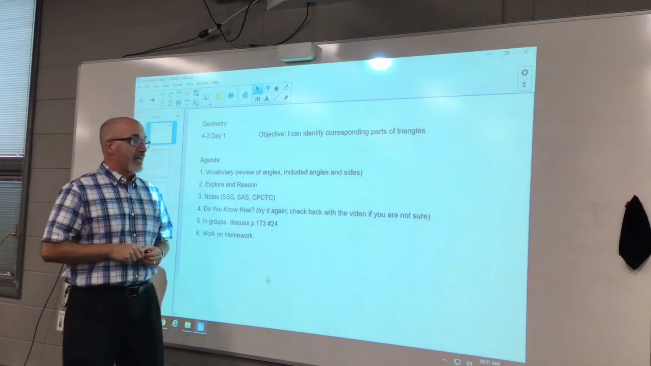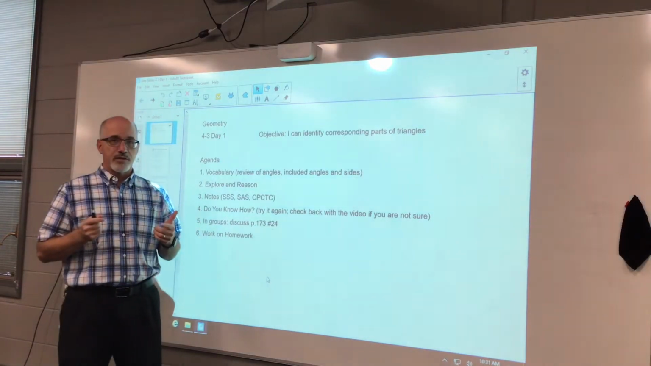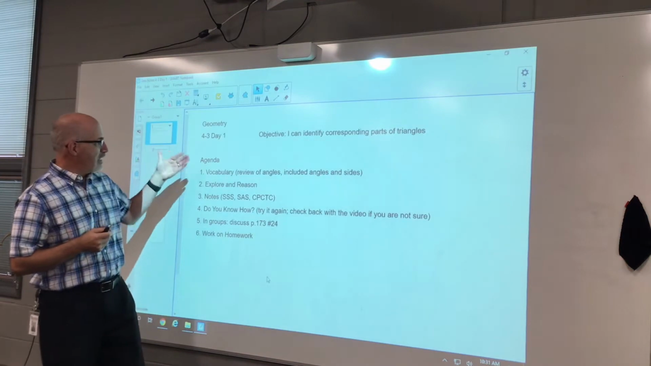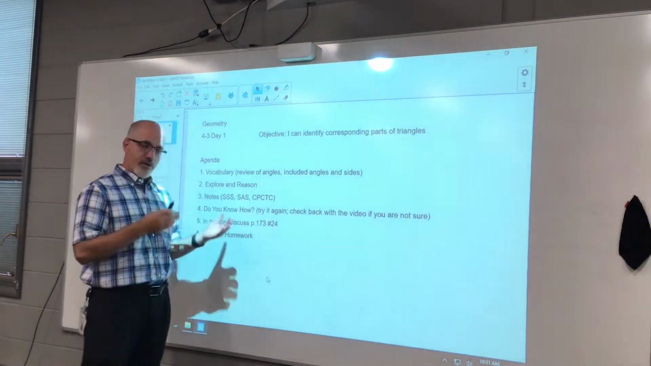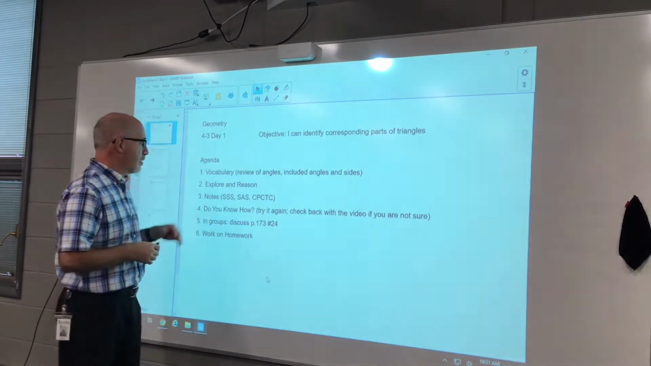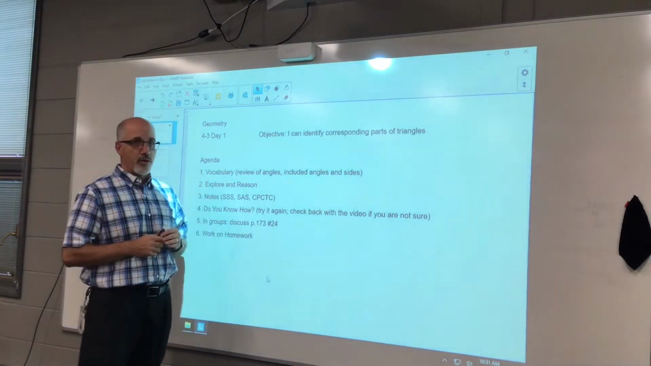This lesson is about identifying corresponding parts of triangles. So that's our objective. Our agenda is we're going to talk about vocabulary. We'll go back and look at some vocabulary review as well as some new ideas. We're going to go back to the book and do explore and reason.